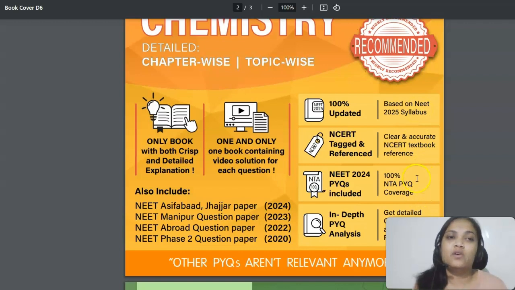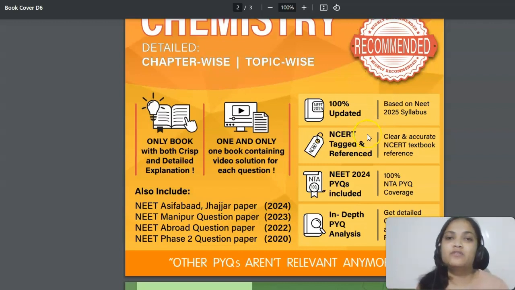You will get all the NTA PYQs and in-depth PYQ analysis. Moreover, you will get the NCERT tags also, meaning you will get to know from which page of the NCERT this question is being asked. Because, yes, what I always say is, keep your focus on NCERT. So you will get an idea of what kind of questions are asked and from where. You don't have to rush anywhere or open different books. No, only this one book is enough to study all the PYQs in detail.